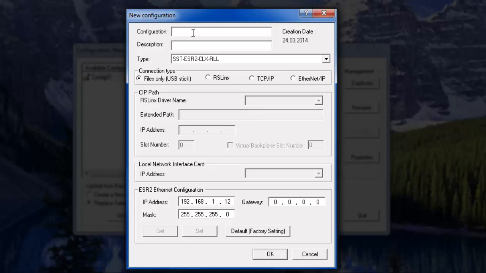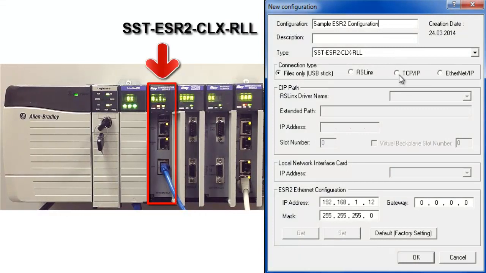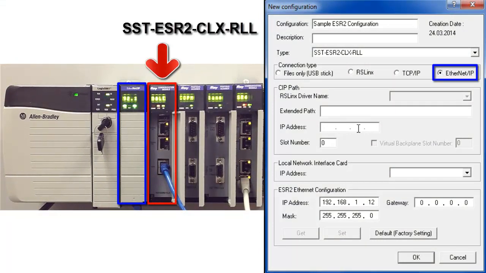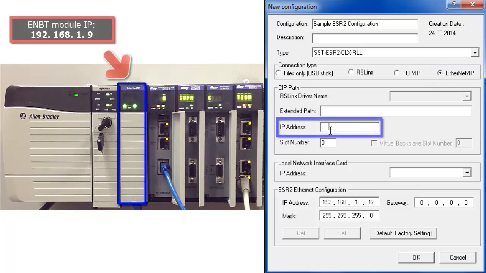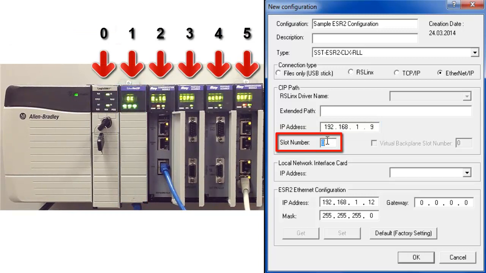And give it a name. It already has the SR2 selected, and we're going to use the Ethernet IP driver today. We need the IP address of the ENBT module that we're connecting through the backplane, the slot number of our module, which is slot number 2, and the IP address of your PC that you're connecting through with the software.